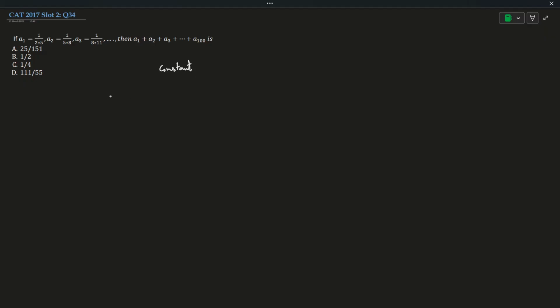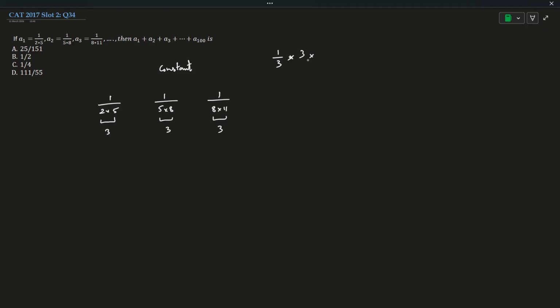See guys, I have 1 by 2 into 5, 1 by 5 into 8, 1 by 8 into 11. So what is the difference between these two? 3. Difference again 3, difference again 3. Okay, so this is a pattern that we have observed. Now when you observe that the difference is constant, divide by that number, 1 by 3, and multiply that number by 3. Okay, this will be 1 only.